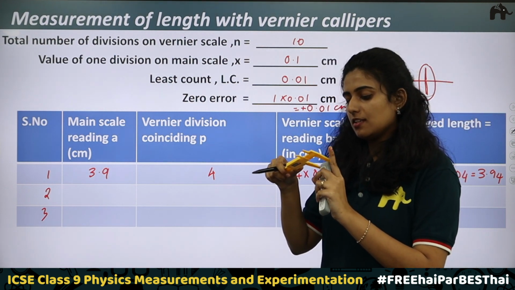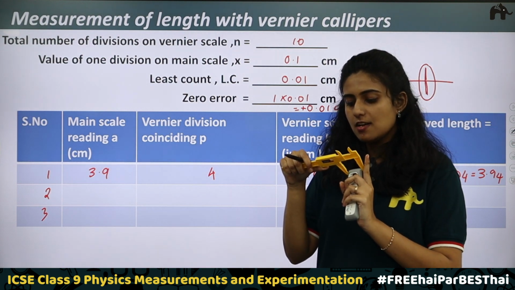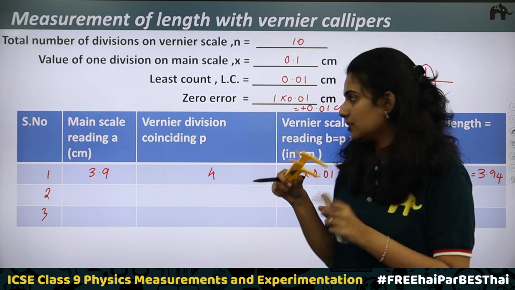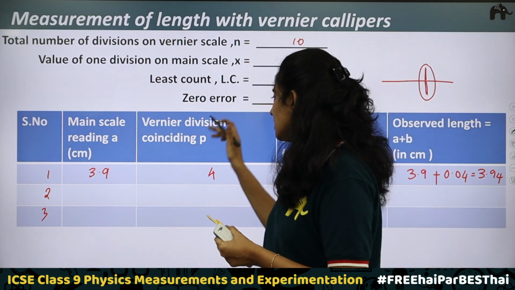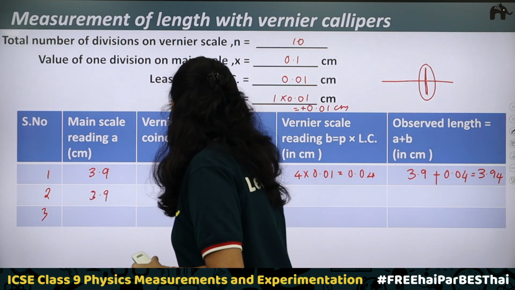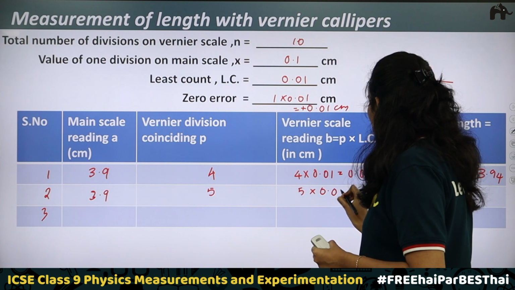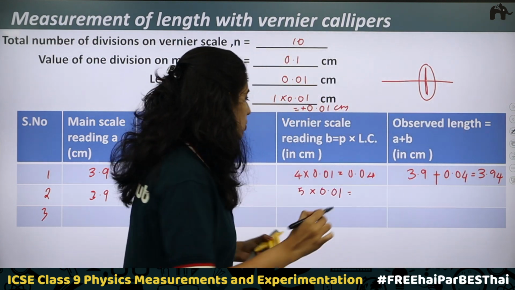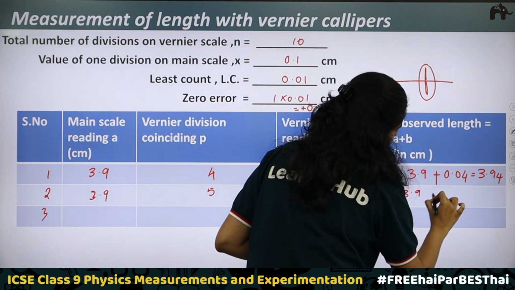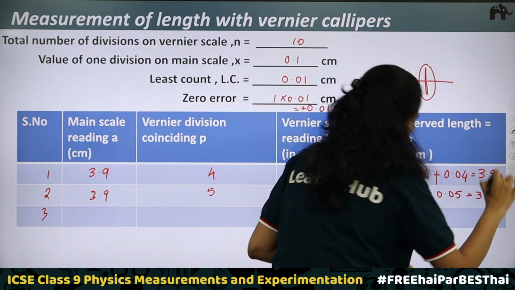Now, the second time I am repeating it. Placing it, I am getting a value 39 as the main scale reading. But now, the coinciding value I can find is 5. On the vernier scale, the 5 is coinciding with the main scale. So, 3.9 and 5 into 0.01 equal to 0.05. 3.9 plus 0.05 equal to 3.95.